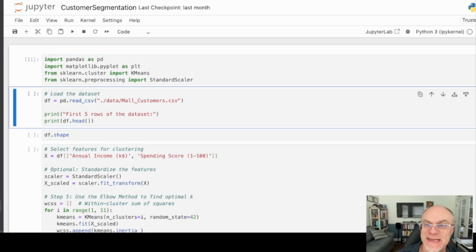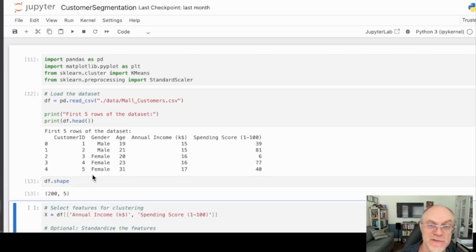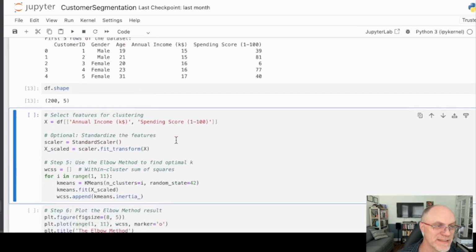I have some data here, mall customer data. This is from another Kaggle project. I'll give you the link. Pretty simple. I believe it's synthetic. It's only got 200 rows or samples, and it's got the person's gender, age, income, and their spending score, which, of course, we're very interested in.